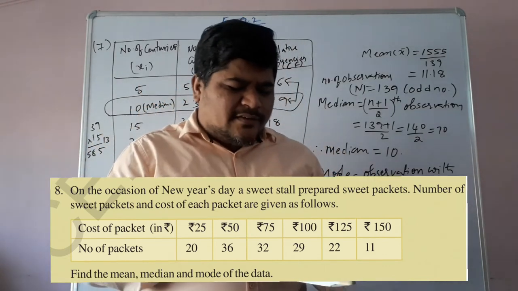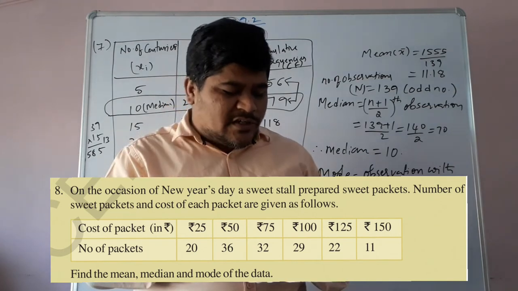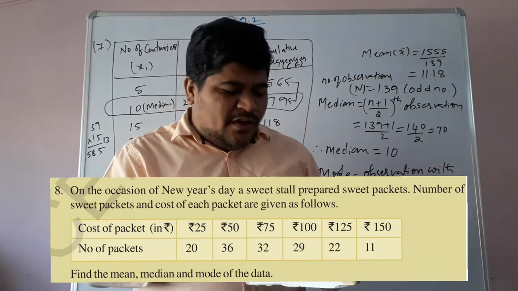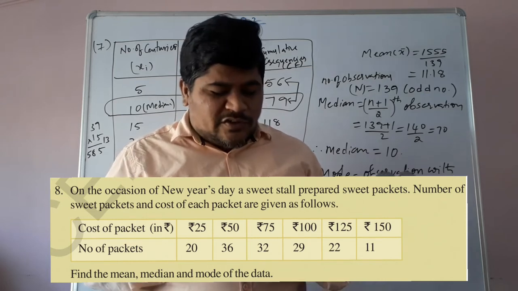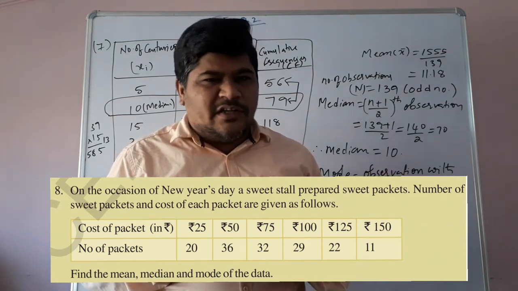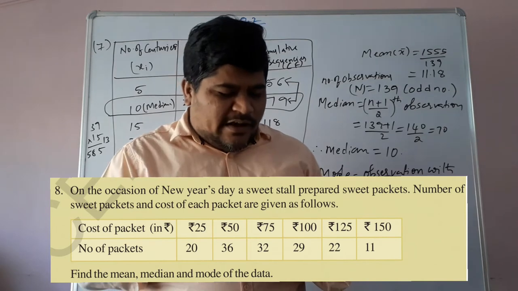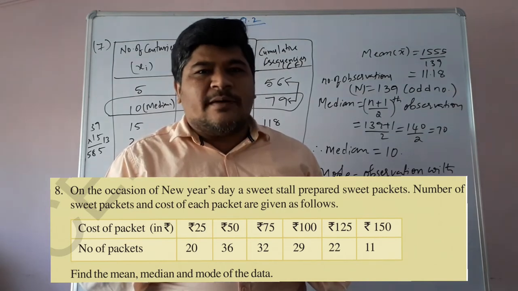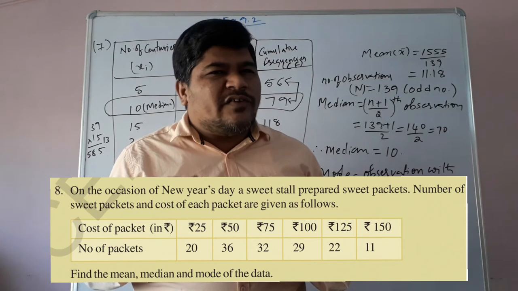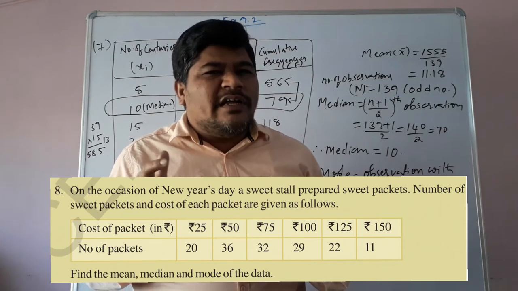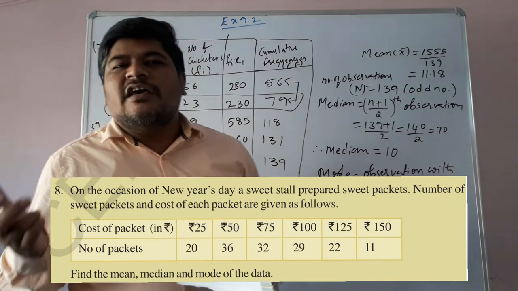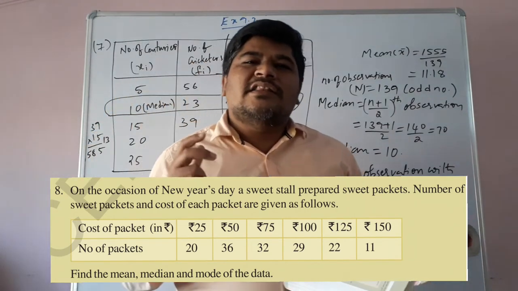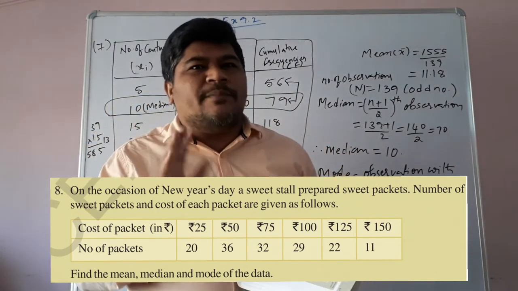Take this table column wise, children. In the first column, cost of packet, that is the xi value. In the second column, number of packets, that is the fi value. So you can use the direct method, children: sigma fi xi by sigma fi. By that you will get the mean. And second thing, median. Find the total number of observations. If the total number of observations is even, what is the median? Average of the n by 2 and n by 2 plus 1 observations. If the number of observations is odd, then the median is the n plus 1 by 2 observation.